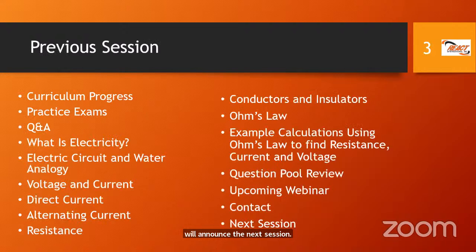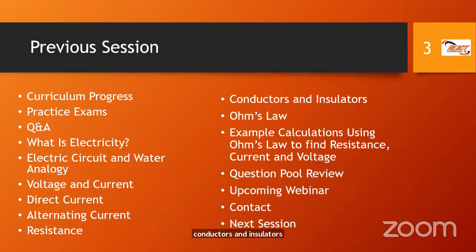Right, so our previous session, we looked at our curriculum progress. We talked about the practice exams. We had a Q&A. We discussed what exactly is electricity. We had a look at the electric circuit and the water analogy. We discussed voltage and current. We differentiated between direct current and alternating current. We discussed the concepts of resistance as well as conductors and insulators.